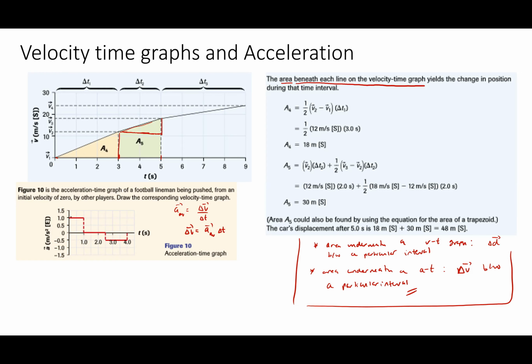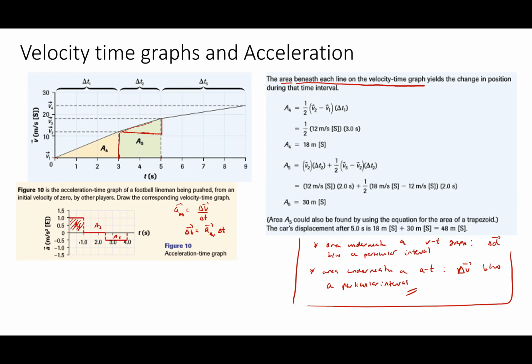So in this case, what you want to do here is find the area of each segment, right? We'll call this area 1, this is area 2, this is area 3, right? Now, in area 2, you can notice that the acceleration is 0, so the object's velocity didn't change, right? Because the object's velocity didn't change, this is basically going to be constant.